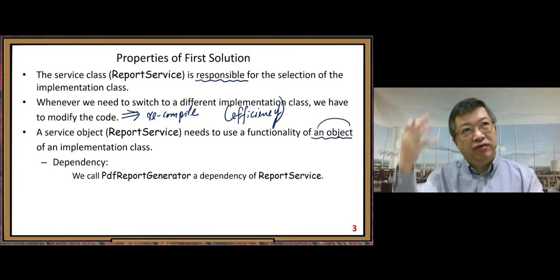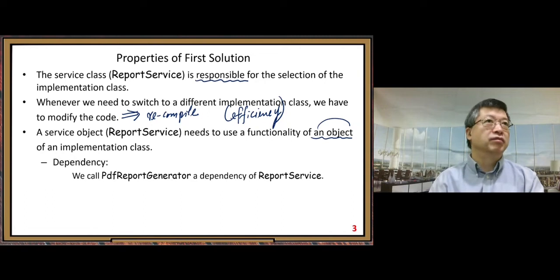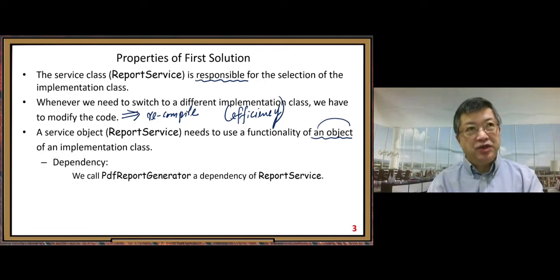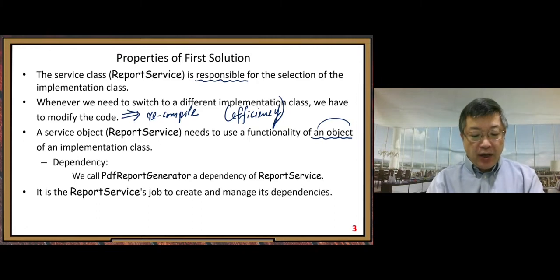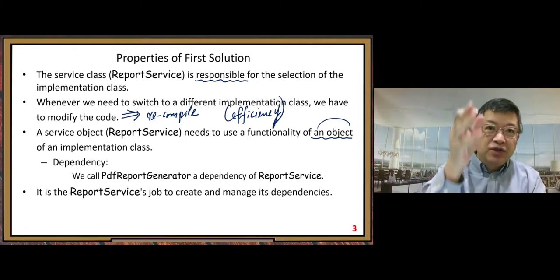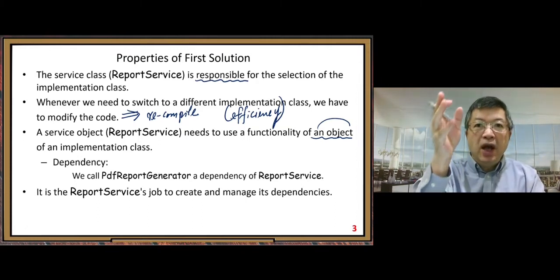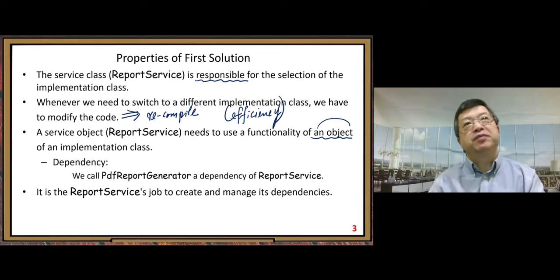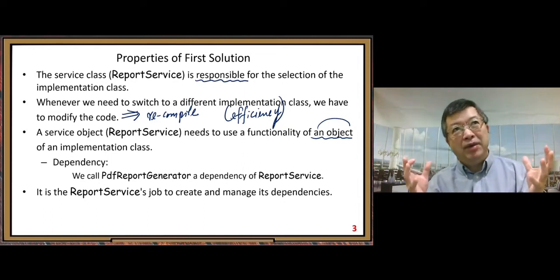Dependency of the service object. All right, so this relationship is very important, a basic relationship. It is the report service's job to create and manage its dependencies.